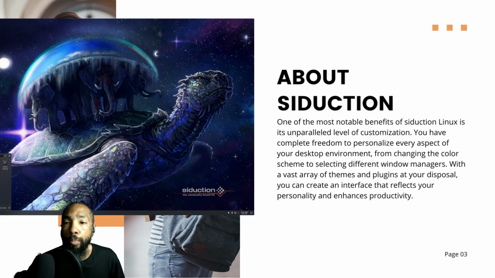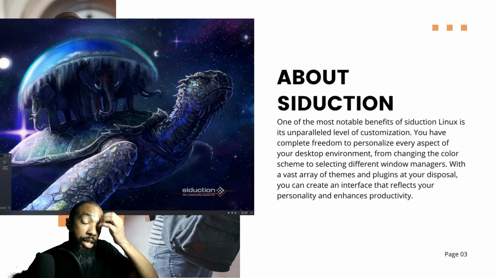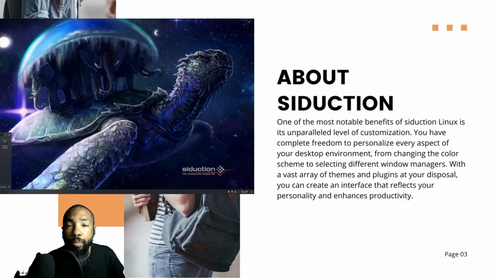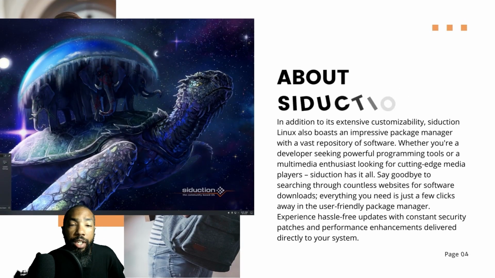One of the most notable benefits of Siduction Linux is its unparalleled level of customization. You have complete freedom to personalize every aspect of your desktop environment, from changing the color scheme to selecting different window managers. With a vast array of themes and plugins at your disposal, you could create an interface that reflects your personality and enhances productivity. So that's pretty neat. And also, one of the things about Siduction Linux is it's pretty fast too. And we'll see that later on.